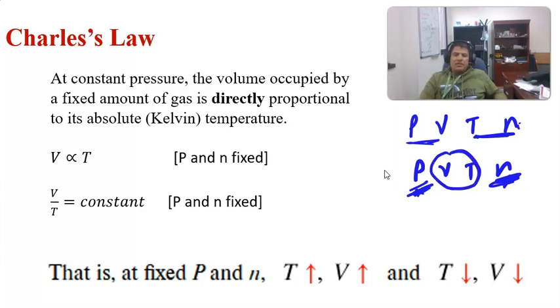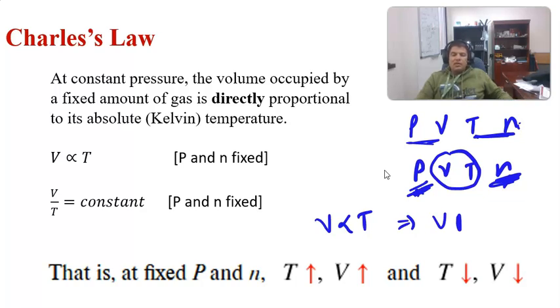The volume and temperature relation is Charles' law, and that is said to be that volume is directly proportional to temperature. It means that when temperature increases, volume increases, and vice versa. When temperature decreases, volume also decreases.